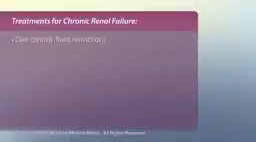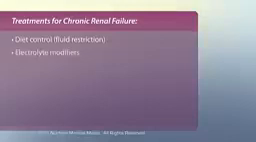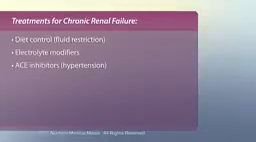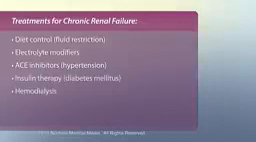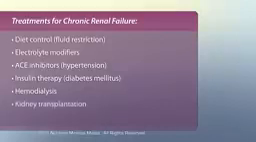Treatments include dietary control, including fluid restrictions, medication for the underlying condition, and electrolyte modifiers. ACE inhibitors for hypertension and insulin therapy or hemodialysis can reduce chronic renal failure. End-stage renal failure usually requires dialysis and kidney transplantation.